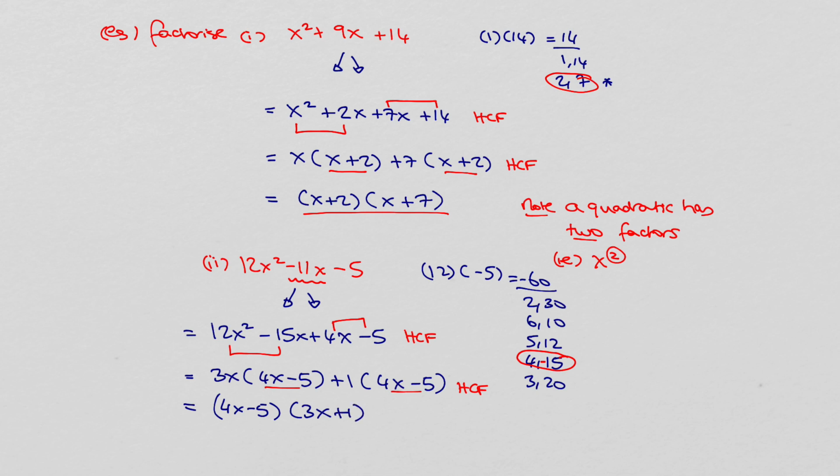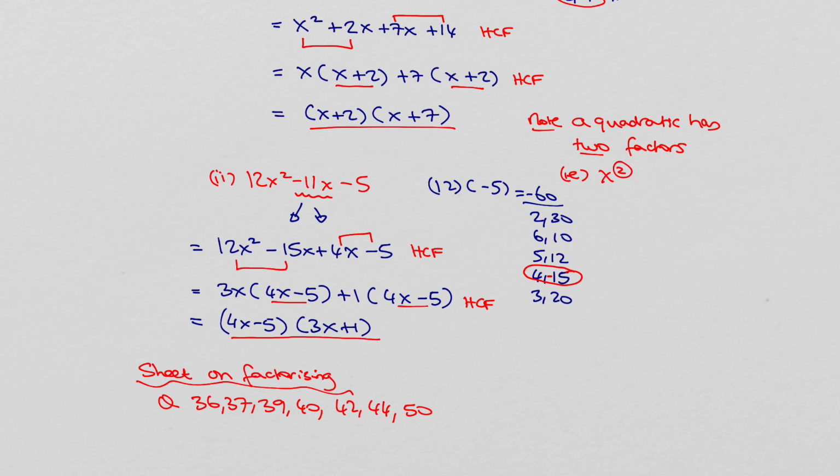So again, I have two factors that if I was to check and I multiplied it back out, I would get 12x squared minus 11x minus 5. So again, same factorising sheet as the previous video, and we're going to look at question 36, 37, 39, 40, 42, 44 and 50.